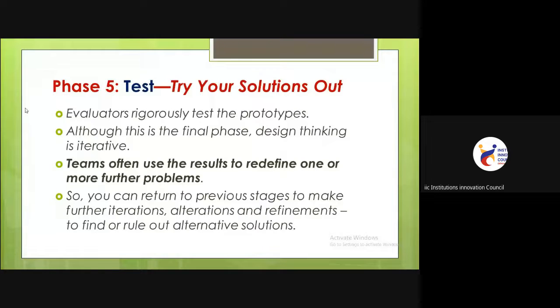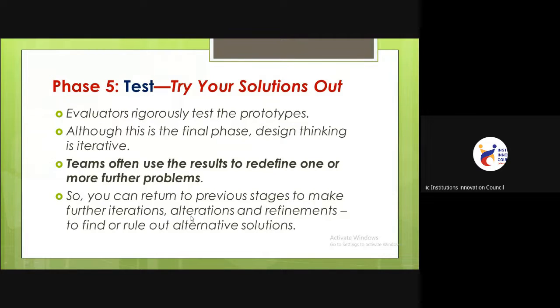The next one is the last phase, phase 5: test, try your solutions out. Here, evaluators rigorously test the prototype. Actually, this is the main point. When we are going for innovation and design thinking, the evaluators should do their work very promptly and trustworthily, because that test gives you the results. The right results and the long-lasting product solutions will be given by the testing. So the evaluators rigorously test the prototypes.